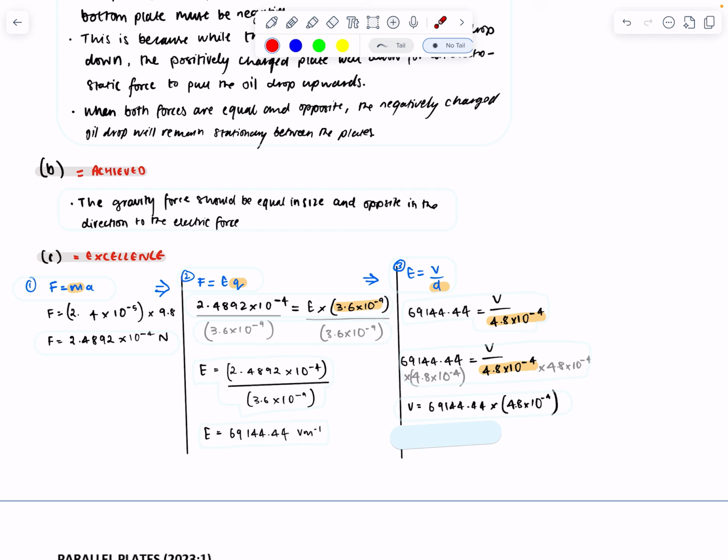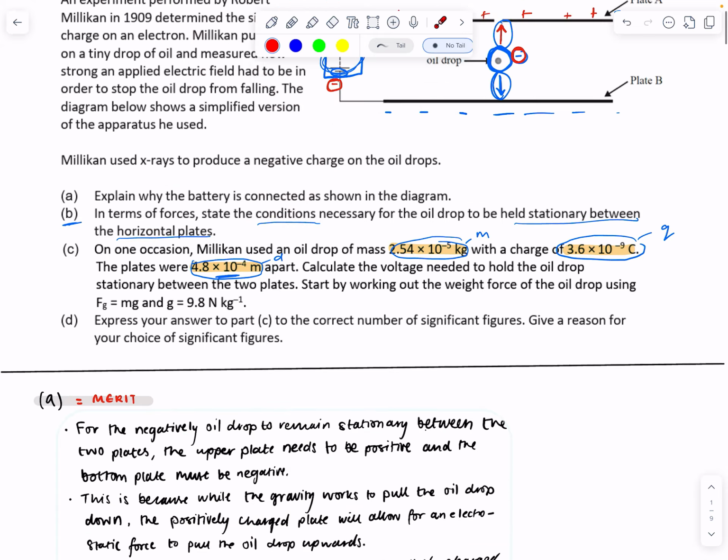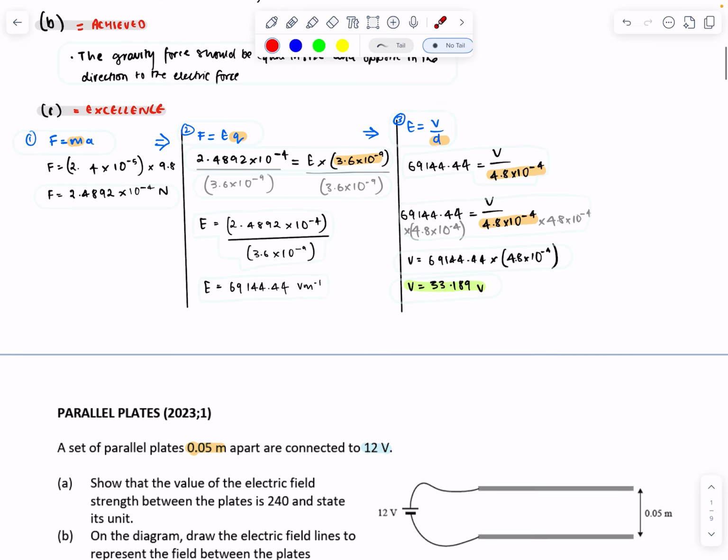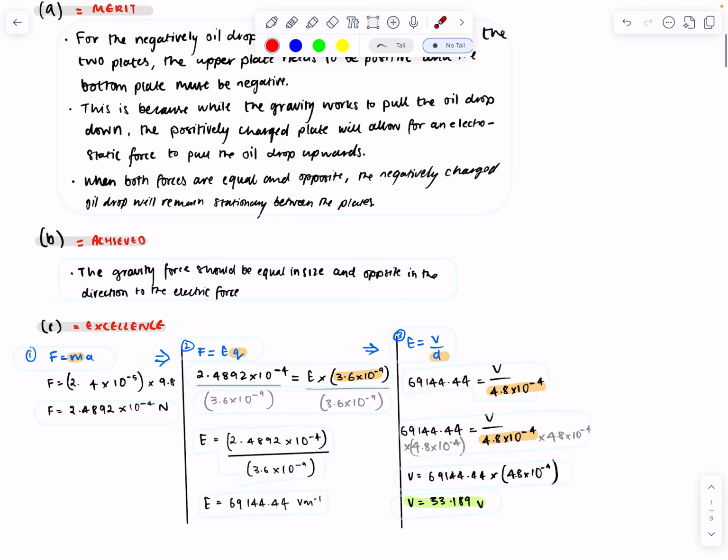So plug that into your calculator. What do you get? We've got a voltage supply of 33.189 volts, and that is what is allowing the oil drop to be suspended between the two plates. Hopefully that makes sense. That was worth an excellence, and I'll see you in the next question.